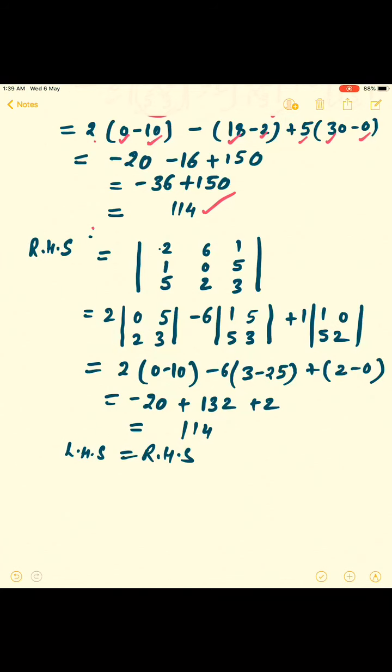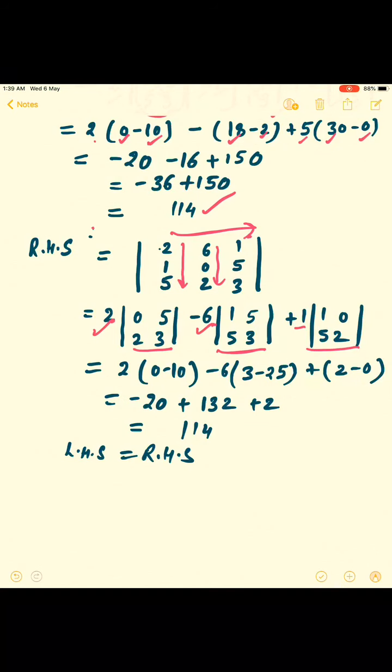Now let us move to the right hand side. In the right hand side, first of all, I have taken the transpose of matrix A. So the rows have been converted into columns. This is the transpose of A. Similarly, I am expanding it with respect to the first row: first entry and its minor, second entry, its minor, third entry and its minor.